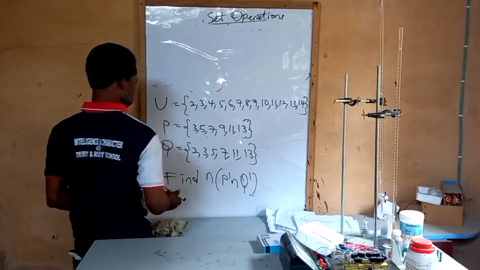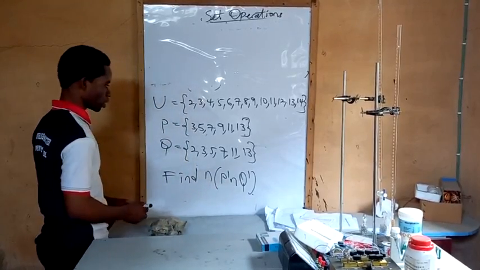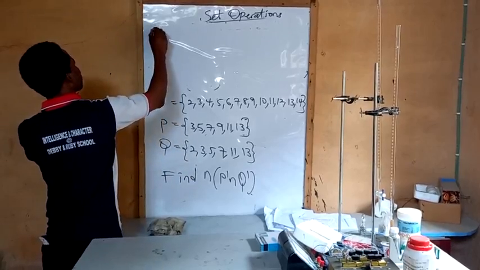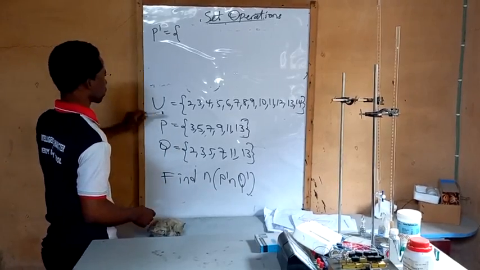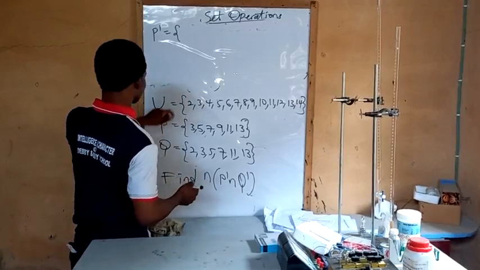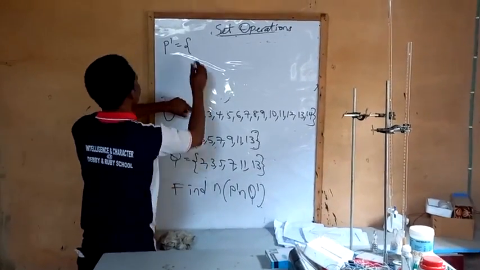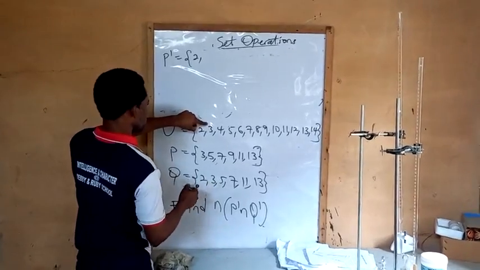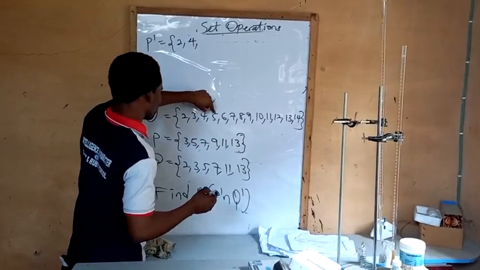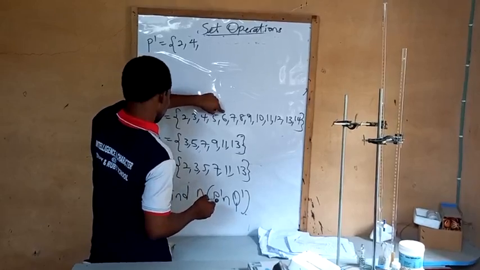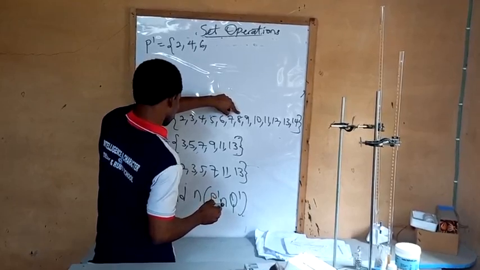Let's do P prime first, so that it's easier. P prime cannot be found in P, but it can be found in the universal. This is our universal. Let's check it. Can 2 be found in P? No. Can 3 be found? Yes. Can 4 be found in P? No. Can 5? Yes. Can 6? No. Can 7? Yes. Can 8? No.